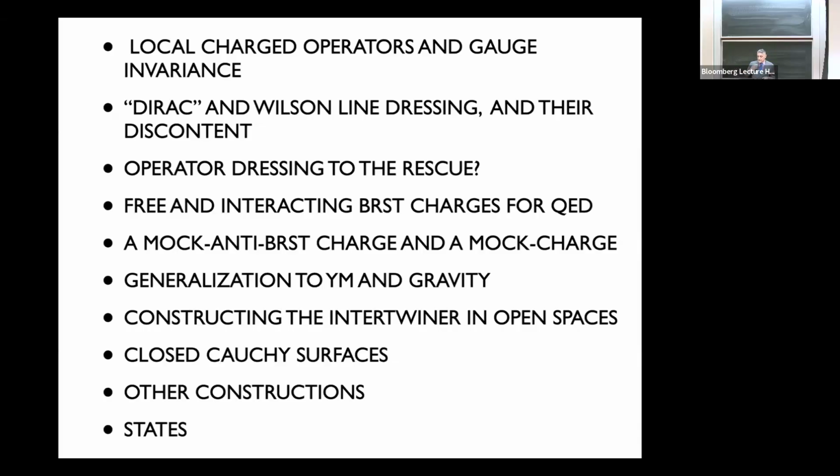I'll generalize my construction to Yang-Mills and gravity and show how actually to construct the operator dressing, in particular technically how to construct an intertwiner between two cohomologies, a simple one and the complete physical BRS cohomology. I will spend some words talking about closed Cauchy surfaces and changes in the construction that are needed when surfaces are closed. I'll relate my construction to other constructions of gauge invariant states that exist in the literature, and then talk about states.